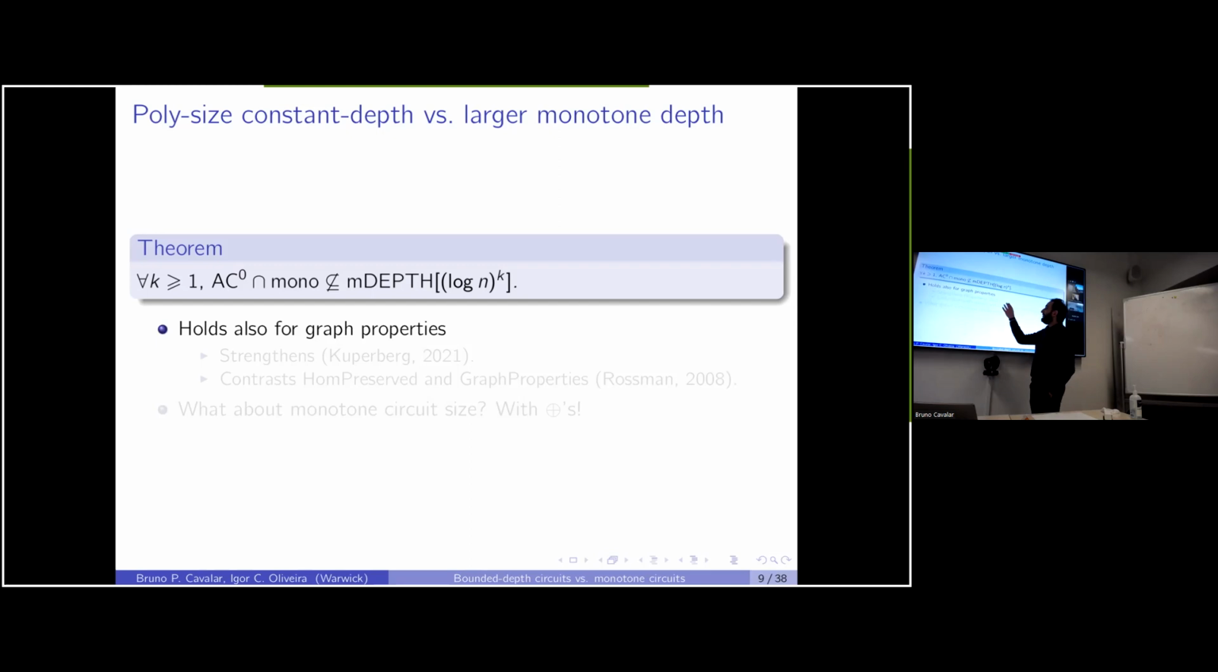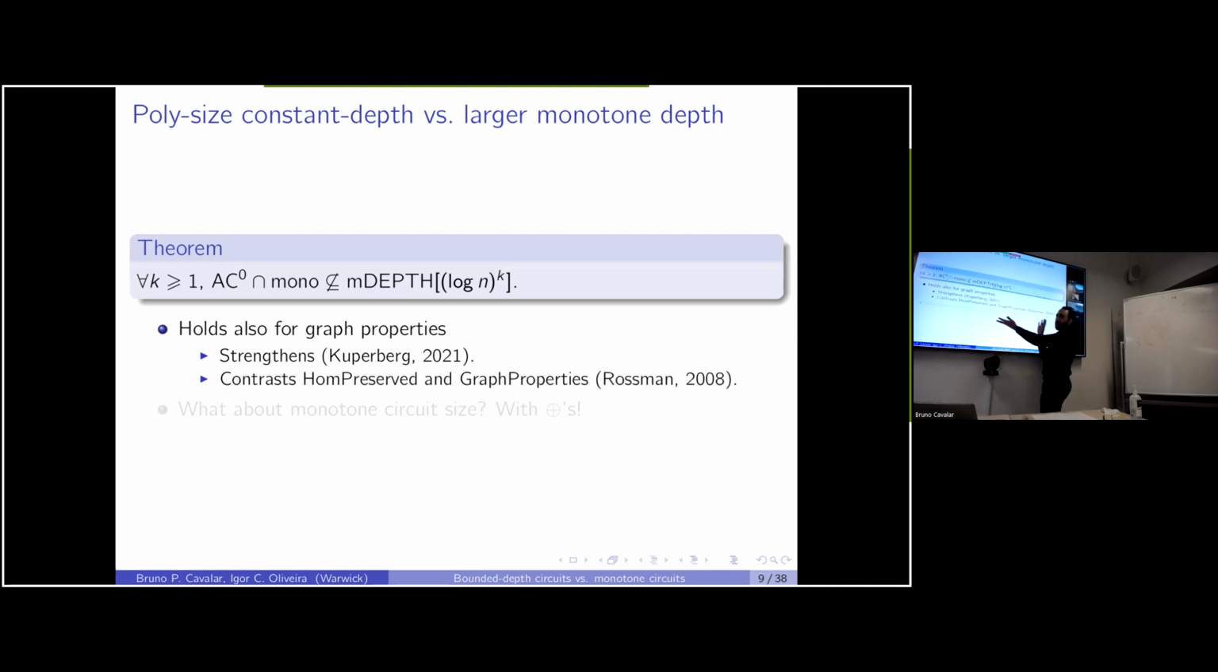An interesting thing about this result is it also holds for graph properties. So there is a monotone function which is a graph property which cannot be collapsed to low-depth monotone circuits. And this strengthens a recent result of Demi Kupperberg, who showed, like I showed, the Ajtai and Gurevich separation for graph properties. And this improves the Ajtai and Gurevich separation because AC0 is contained in log depth, right?